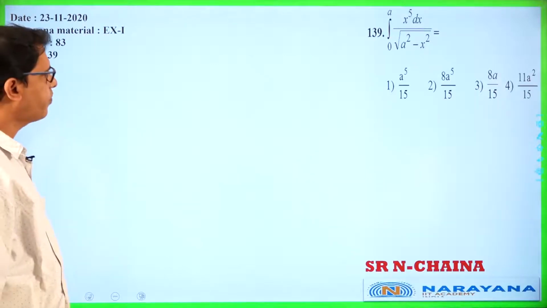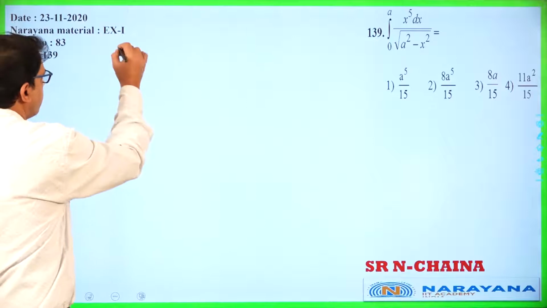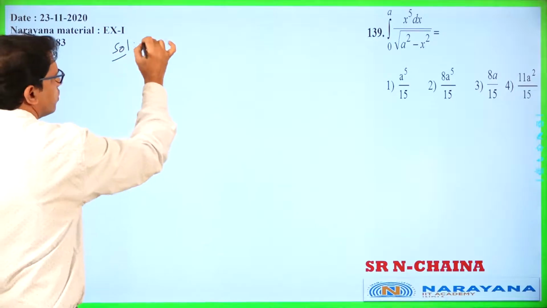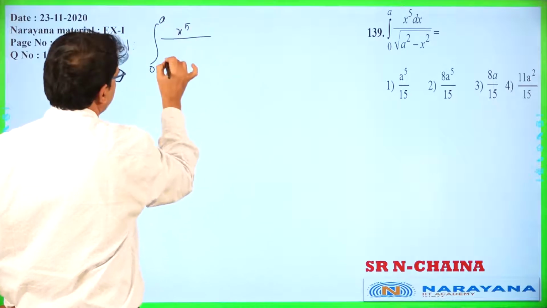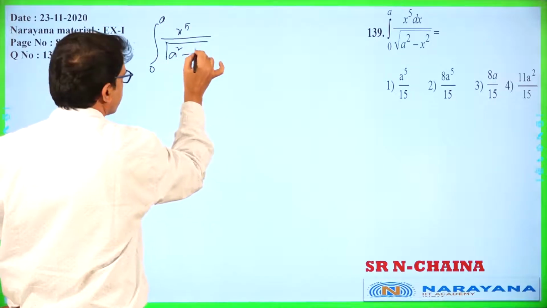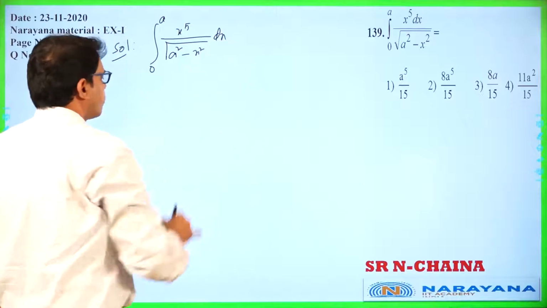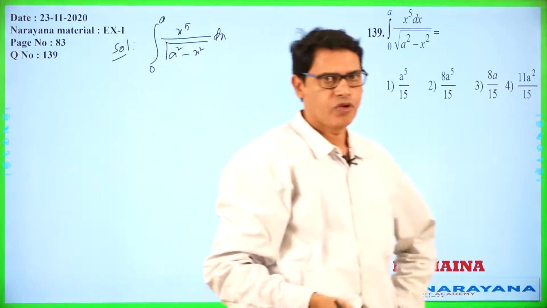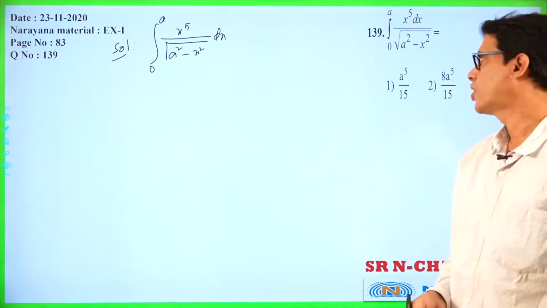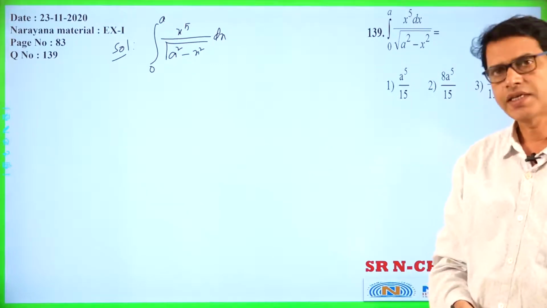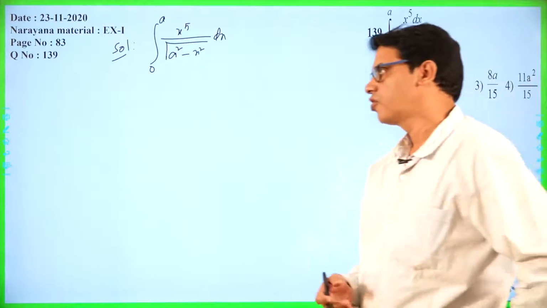Integral over 0 to a, x to the power 5 upon root under a square minus x square dx. So here you know the substitution. Whenever a square minus x square is there, you can substitute x with a sin theta or a cos theta. So here I am going with the substitution.